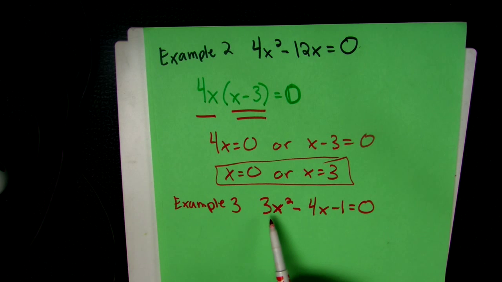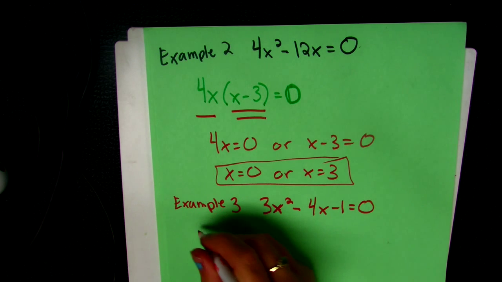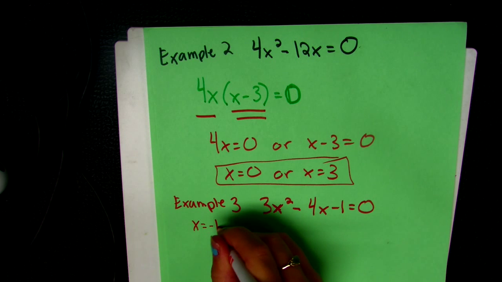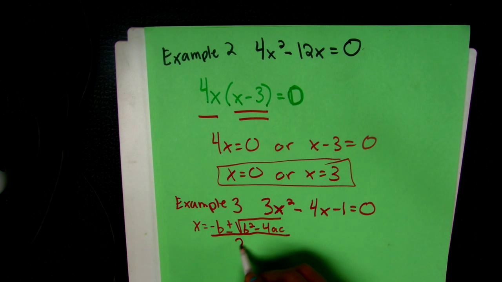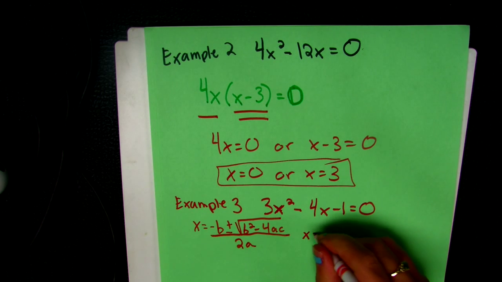However, I really don't like having to do the box method when I have a number in front of x squared. So I'm going to go ahead and just use the quadratic formula to help me out. So quadratic formula, remember, is x is equal to negative b plus or minus the square root of b squared minus 4ac all over 2a. So I'm going to plug in my values.